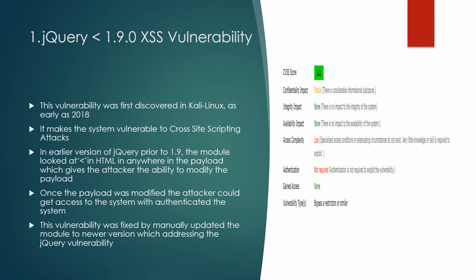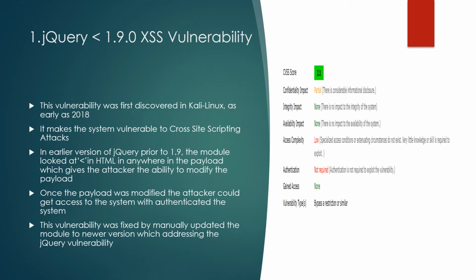The first vulnerability we are addressing is jQuery versions below 1.9. This vulnerability was found on Kali Linux, and it was first found in 2018. It makes the system vulnerable to cross-site scripting attacks.